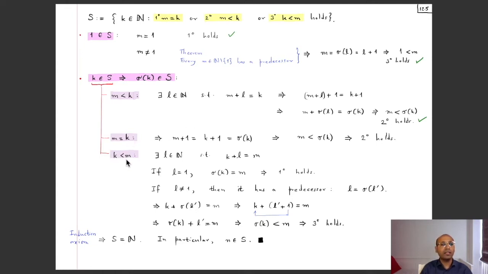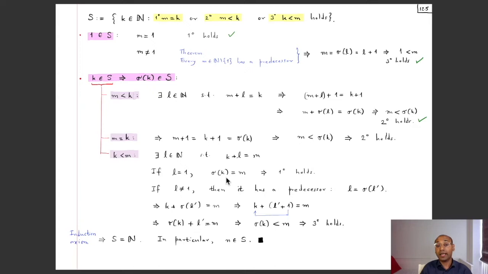And finally, let's consider the case when k is strictly less than m. In that case, this means that there exists a natural number L such that k plus L is equal to m. Now let's analyze the two cases when L is equal to 1 or L is not equal to 1 separately. If L is equal to 1, then this says that k plus 1 is equal to m.